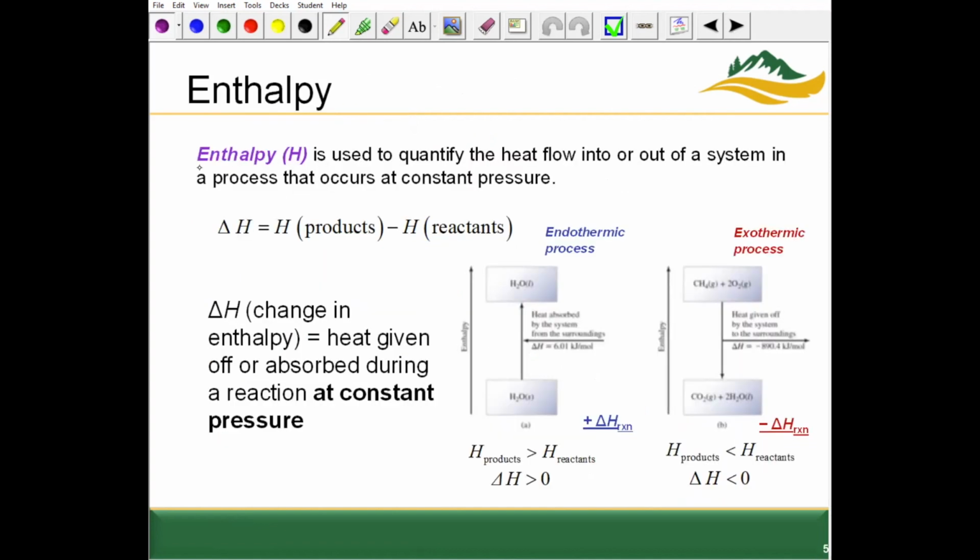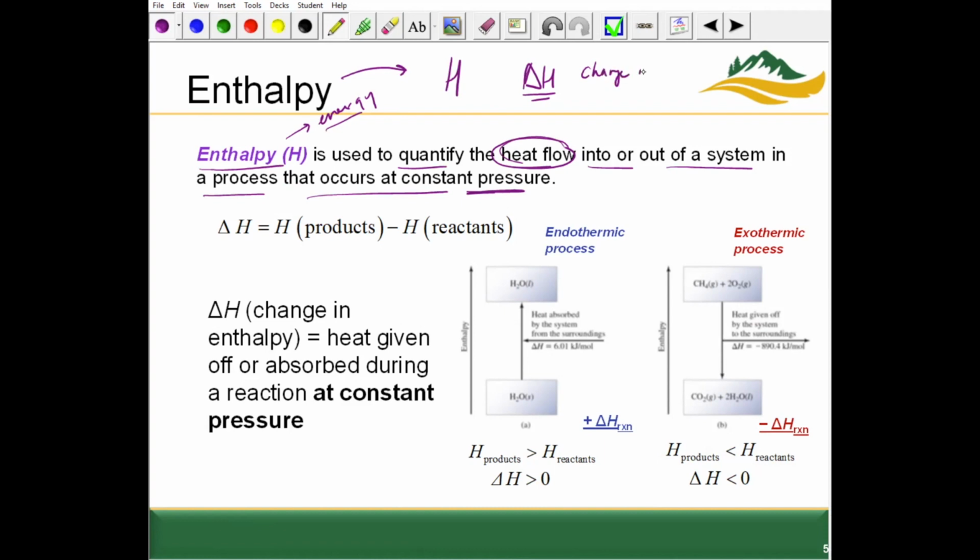So the formal definition of enthalpy, we really think of this as the energy. Formally, enthalpy is used to quantify the heat flow into or out of a system in a process that occurs at constant pressure. So enthalpy we think of as energy in the form of heat flow. Enthalpy we represent as capital H, so that change in enthalpy is denoted by that delta or triangle out front. So this would be the change in enthalpy.